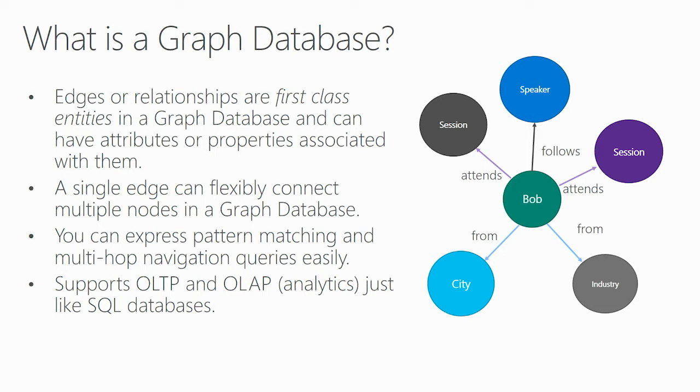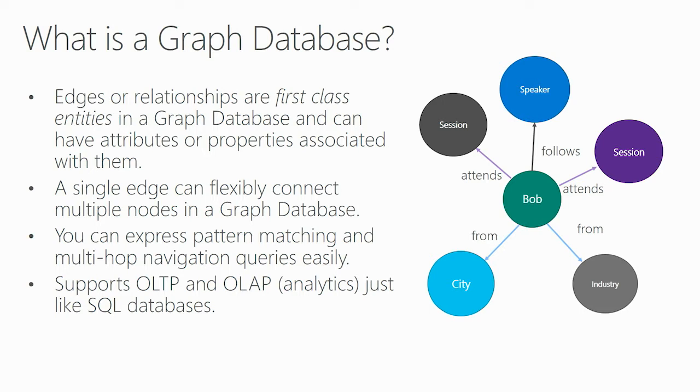A graph database is nothing but a collection of nodes and edges. Nodes represent your entities and edges represent your relationships. So what is different from a relational database really? Because tables represent my entities and foreign keys represent the relationships. The difference is that the edges in a graph database can have attributes or properties associated to them. They are first-class citizens in the database, and that's why they can have their own attributes.